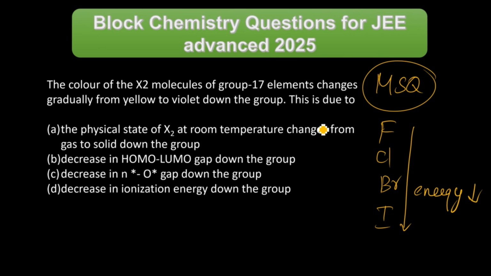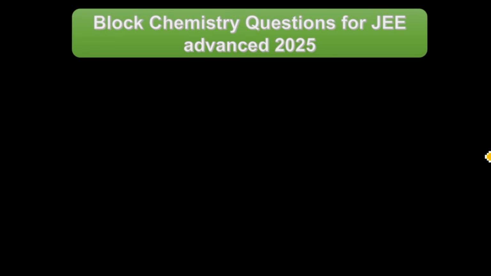Okay, let's come to the options, which is correct. So physical state of X2 at room temperature changes. No, that is not the answer. We have discussed decrease in HOMO-LUMO gap down the group. That is correct. Decrease in pi star to sigma star gap down the group. That is also right. Decrease in ionization energy. No, that is not right. So B and C become the right answers to this question.